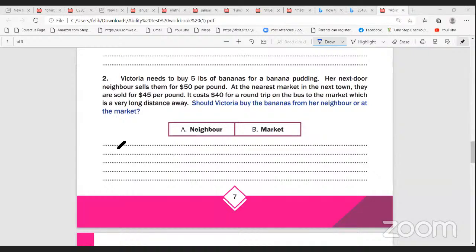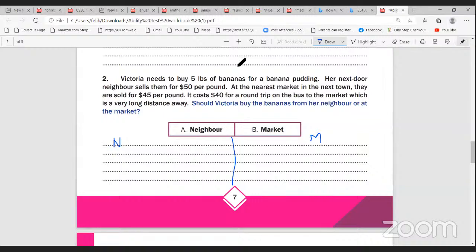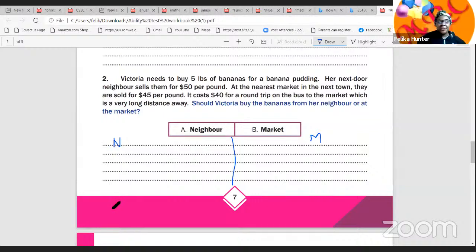$45 multiplied by 5. Okay, let's work out the neighbor first before we go to the market. All right, so over here is for the neighbor. We're going to see how much it would cost if we do it for the neighbor. So N for neighbor and M for market. So let's work out how much it would cost if she purchased it from the neighbor.